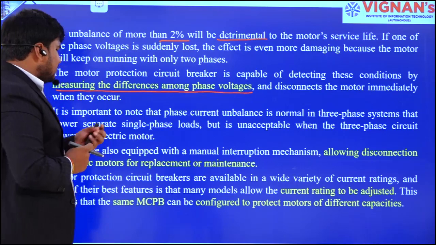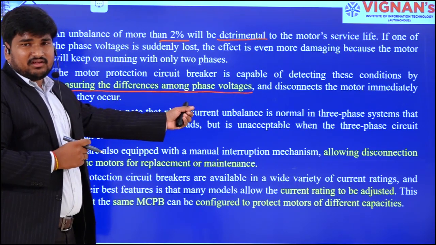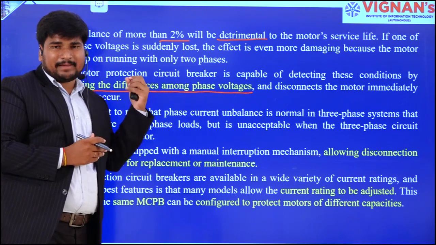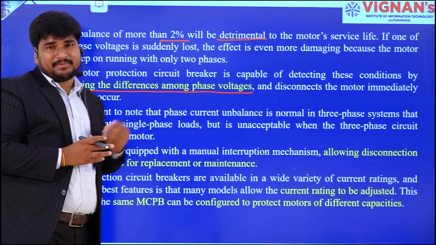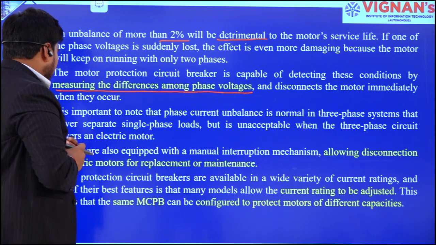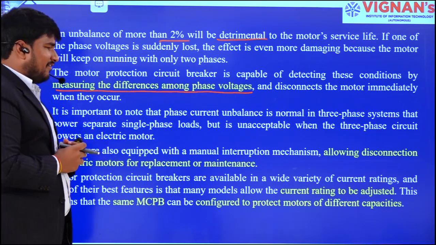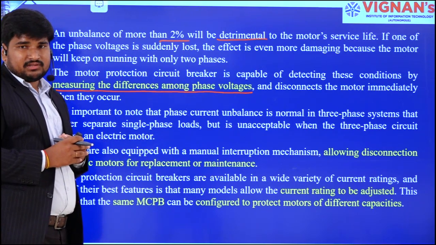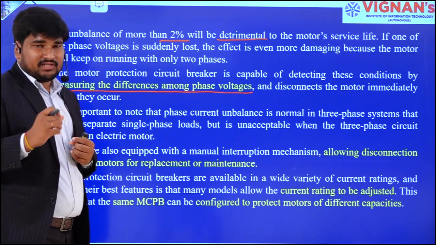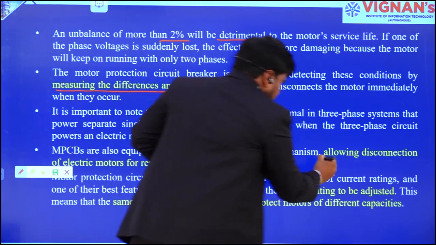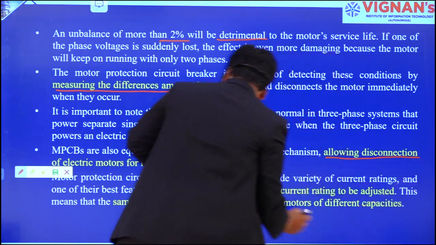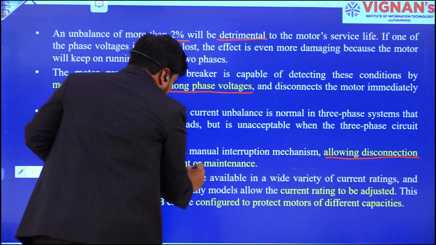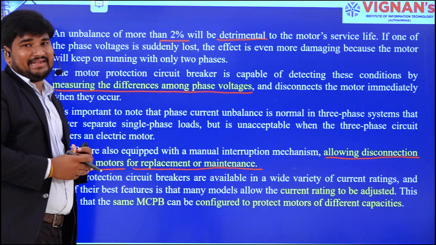So it is an additional principle of MPCB compared to MCCBs or MCBs, right? And MPCBs are also equipped with a manual interruption mechanism, that means manual switching, which allows disconnection of electric motors for replacement or in case of maintenance.